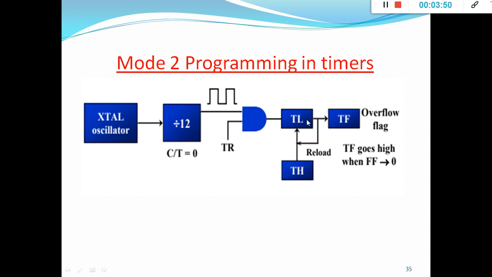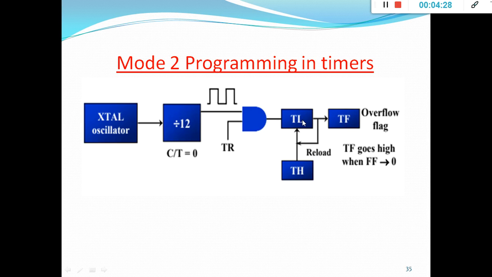When it is in the range 00 to FF, the TF flag will be 0. When it rolls over from FF to 00, then the TF flag becomes 1. That's why after the timer is started, it counts up by incrementing the TL register until it reaches its limit, FF. When it rolls over from FF to 00, it sets the TF flag high. TF is the timer flag. Same as in mode 1, whenever the value rolls over from FF to 00, the TF flag becomes 1.